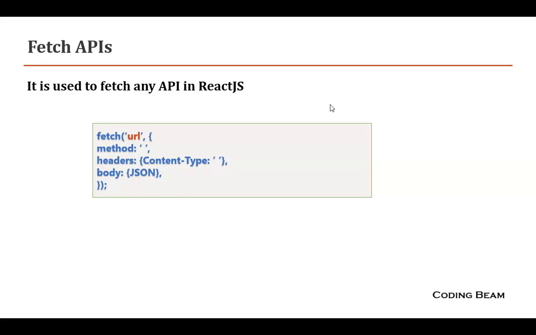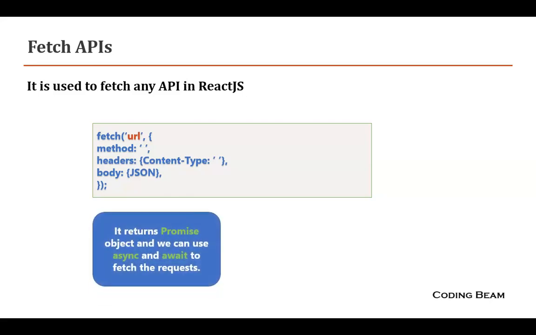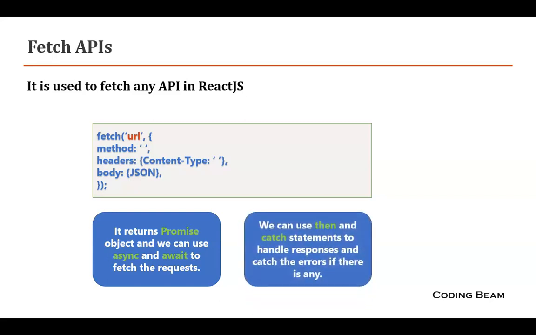And if you are sending only a GET request, you just need to send the URL and it will return a promise object which will contain a response. Since it returns a promise object, we can use async and await to fetch the request in JavaScript and React, and we can use then and catch statements to handle the responses and to catch the errors if there are any.